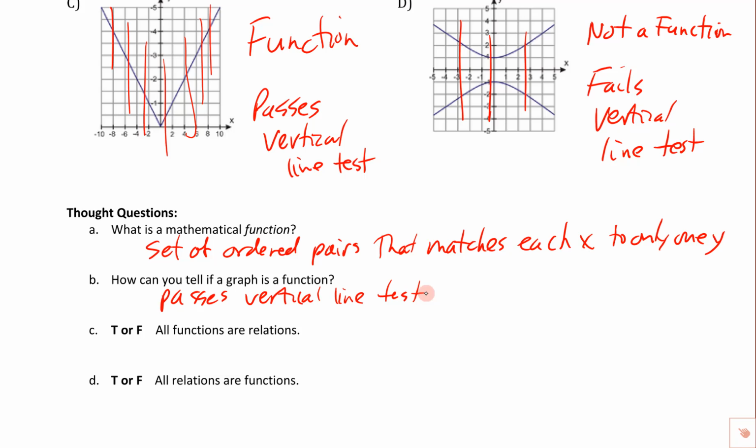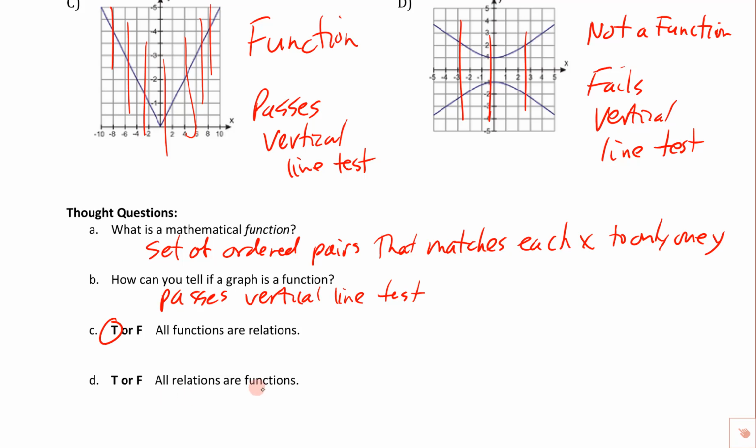And then we've got some true-false questions here. It says, true or false, all functions are relations. Well, let's stop and think about that for just a second. A function is a set of ordered pairs where each x corresponds to only one y. Okay, it matches up with only one y. A relation is just a set of ordered pairs. There's no other special condition on that. So all functions are relations. That is true. Then it says all relations are functions.